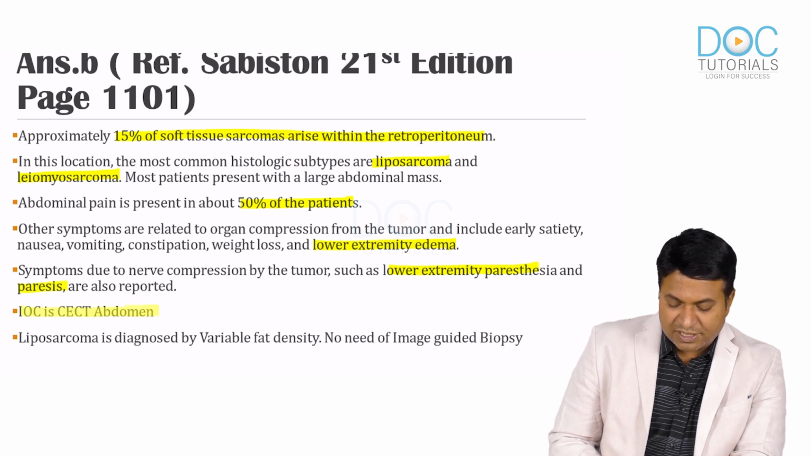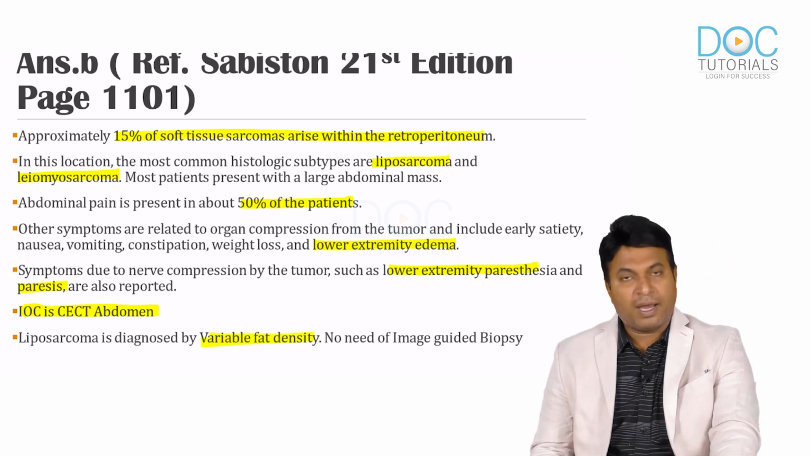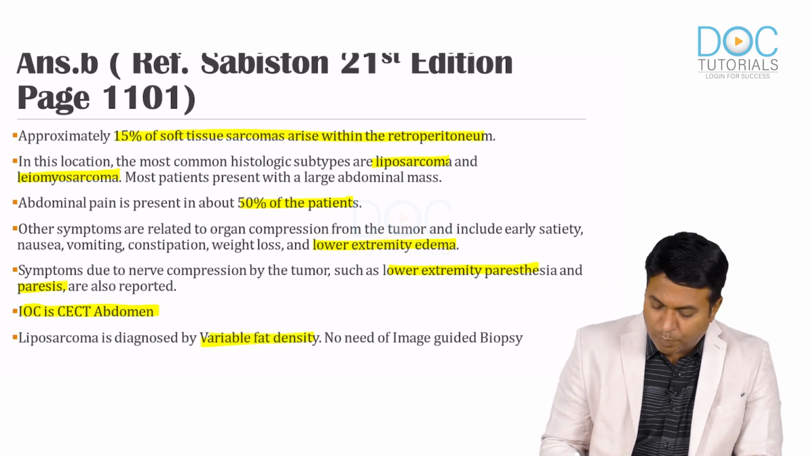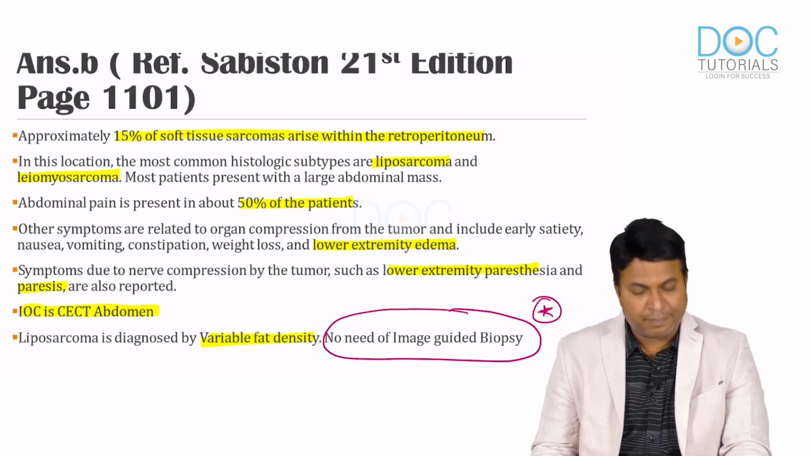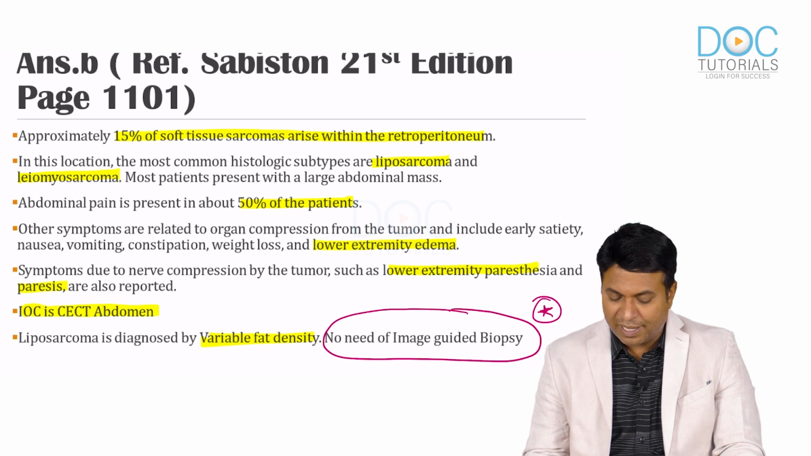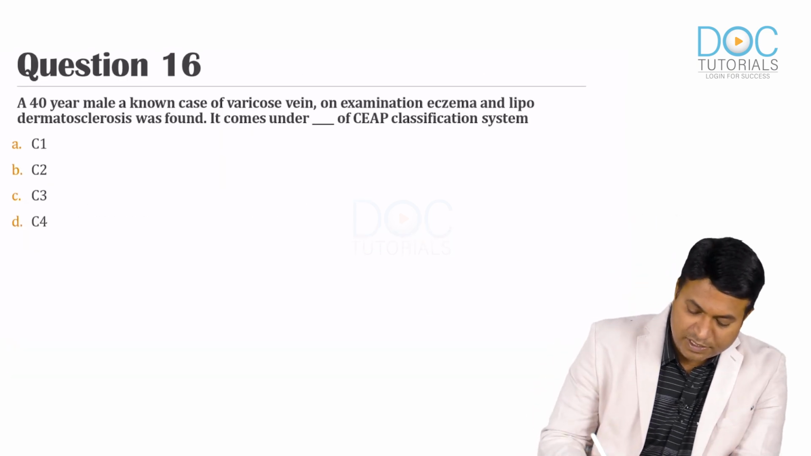The gold standard investigation is CT abdomen, and that will show you variable fat density. And please don't forget, for retroperitoneal sarcomas, no need of image guided biopsy. You should not do a biopsy in fact. It will disseminate the tumor intra-abdominally. So you should do a CT scan only. So this is again a 100 times asked MCQ.